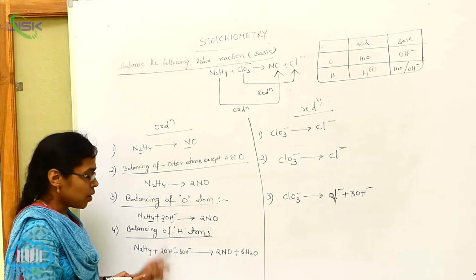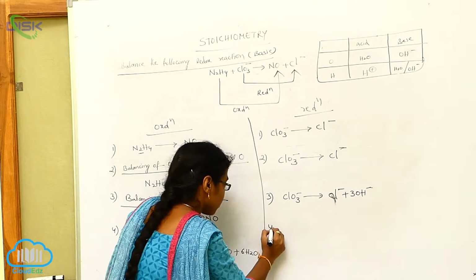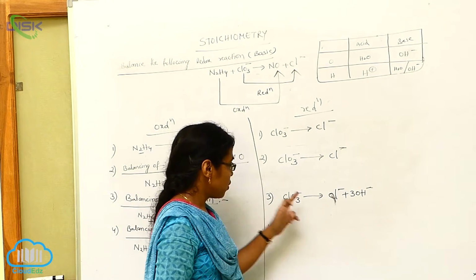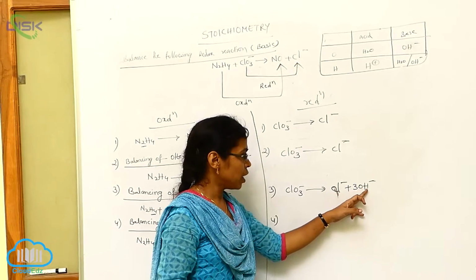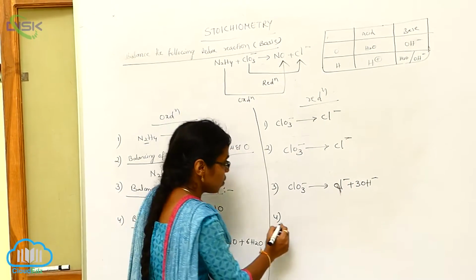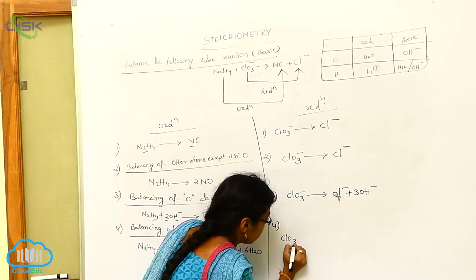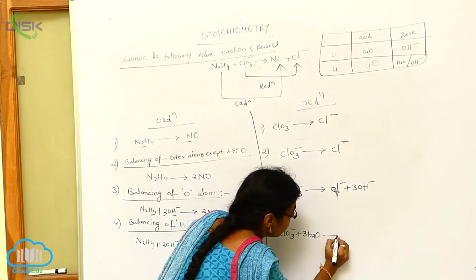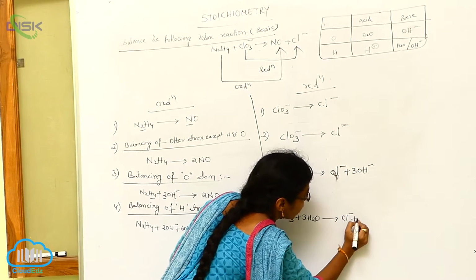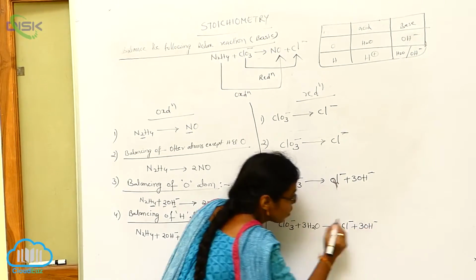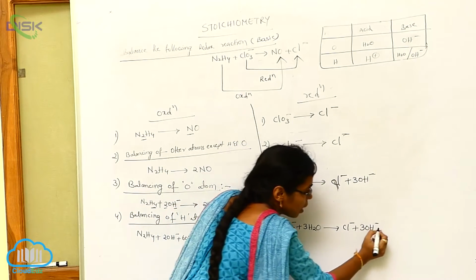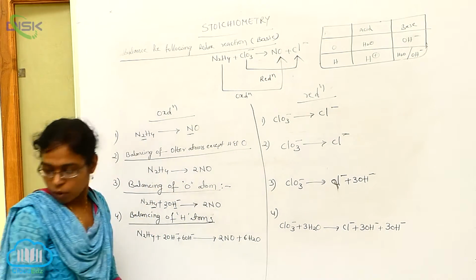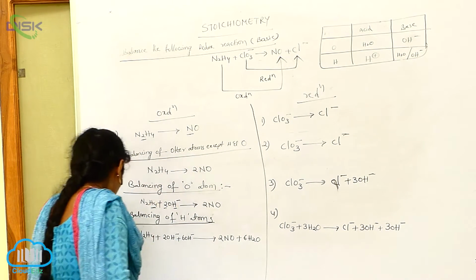Okay, next, this fourth step for the other reaction. Here the hydrogen atoms are there? No. Here the hydrogen atoms are 3. So for this purpose you can add ClO3 minus plus 3H2O gives Cl minus plus 3OH minus. On the opposite side you have to add the same number of OH minus, like this. Okay, so now I can give this one.